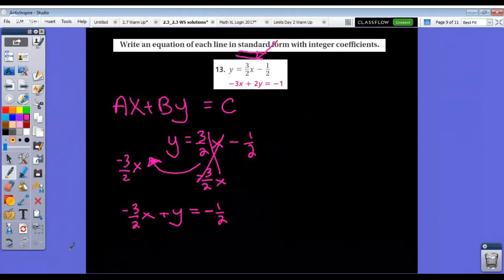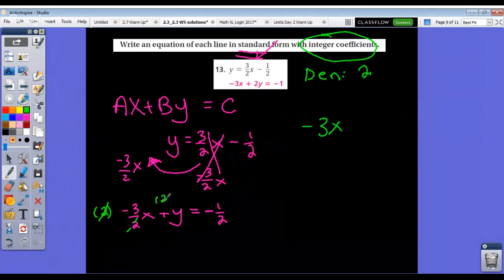If that's all the directions said, we would be done. But they also say that we need to write with integer coefficients, which in summary means no fractions, no decimals. If you look at the denominator of our fraction, we have a 2. So if I want to get rid of that denominator, I'm going to multiply by 2. The 2's are going to cancel, and I'm left with negative 3x.